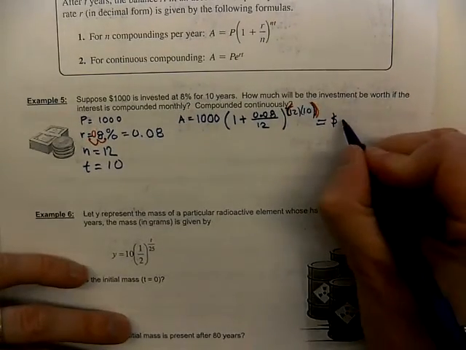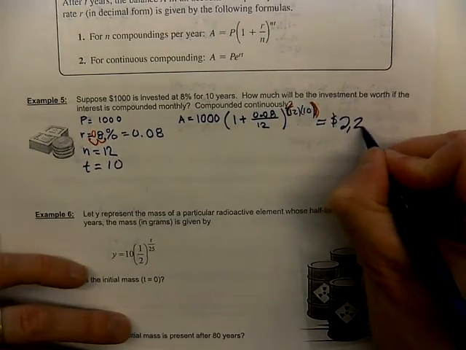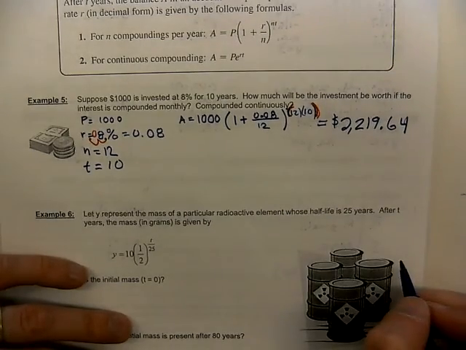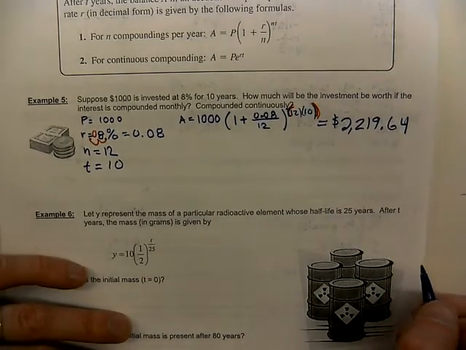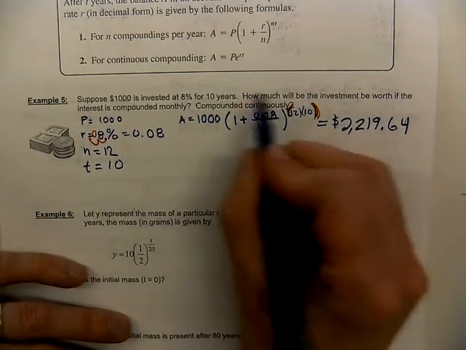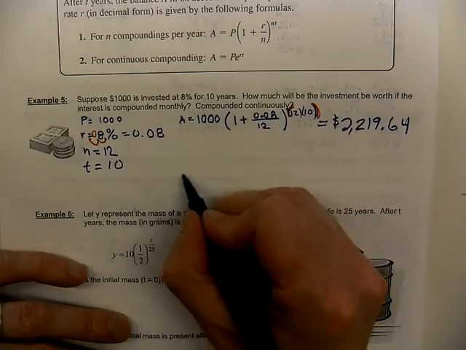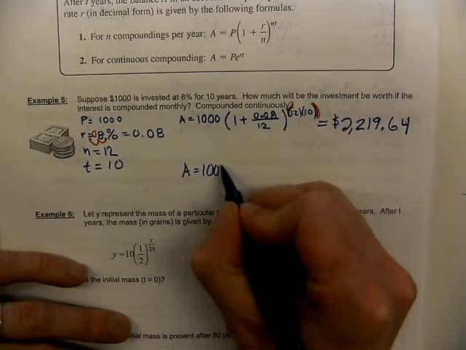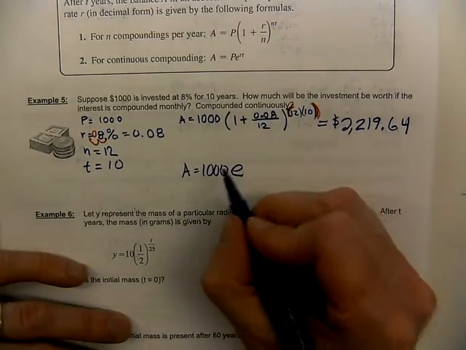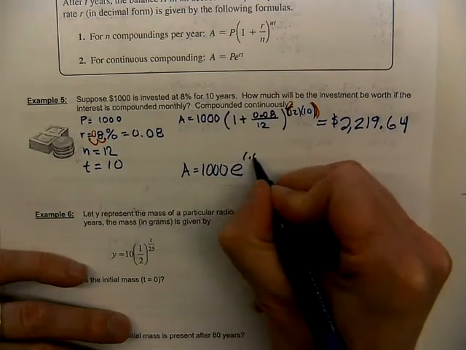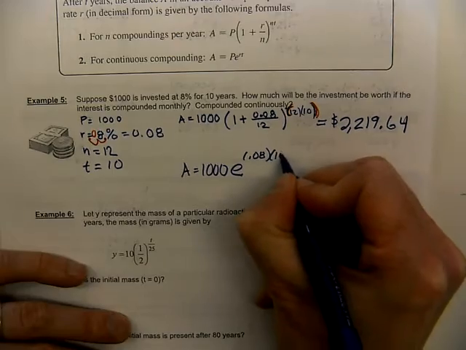All right. Since we're measuring dollars and cents, we want only 2 decimal places. We don't need 3 here, so there you go, $2,219.64. What if we compound it continuously? That's where we need the natural base of E. So it's the principal times the base of E raised to the power of rate times time. So that rate is 0.08, and the time frame is still 10 years.